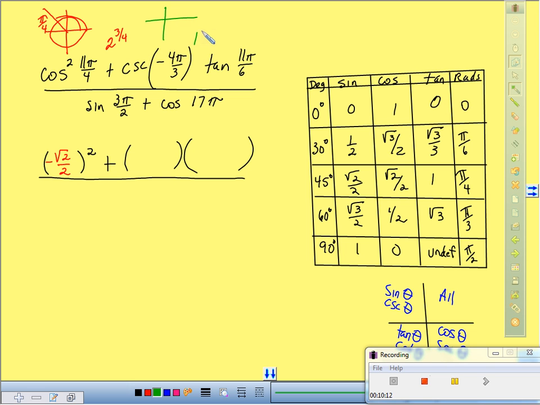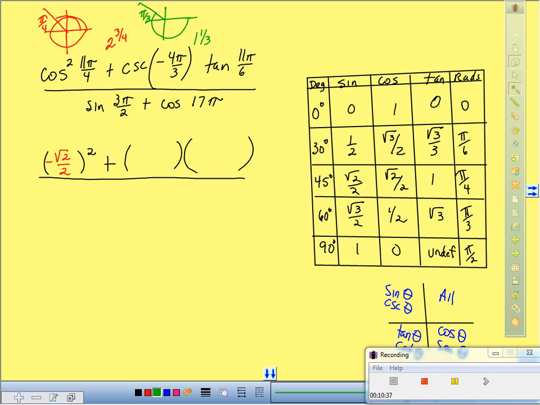Well, 4/3 is 1 1/3. The negative tells me I need to go backwards 1 1/3. So I would start at my usual positive x-axis, go backwards 1, which would be halfway around, and then another 1/3, which would put me somewhere in the second quadrant. It has a 3 on the bottom, so I know pi over 3 is my reference angle. And I need to look up the cosecant of pi over 3.